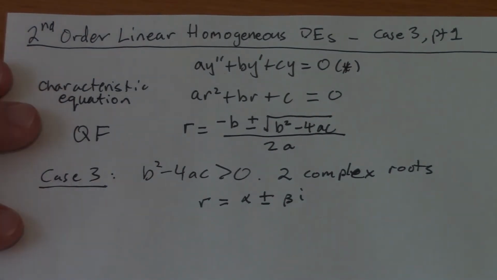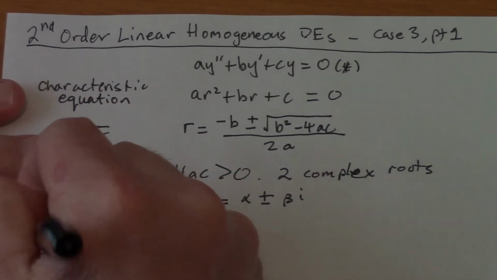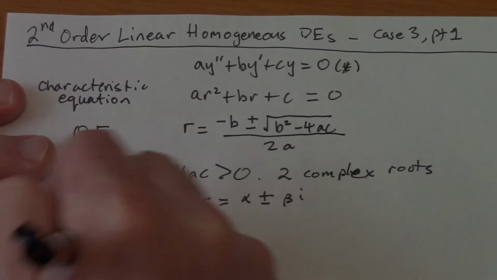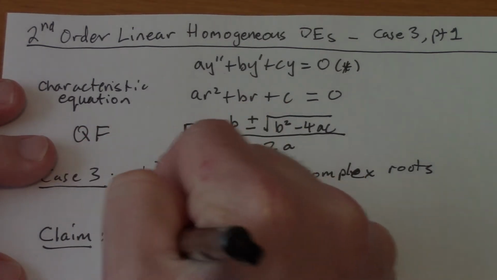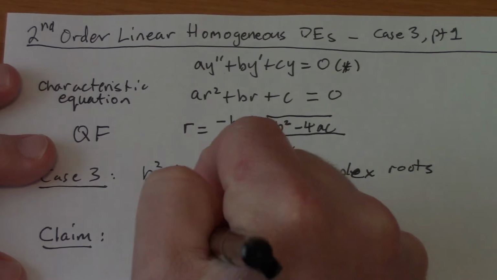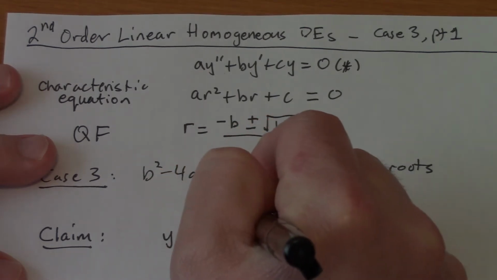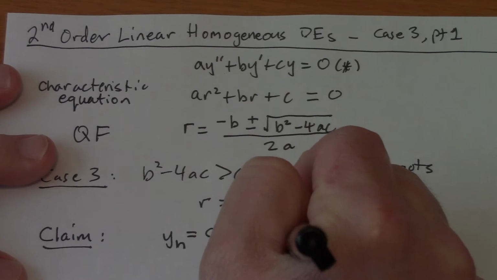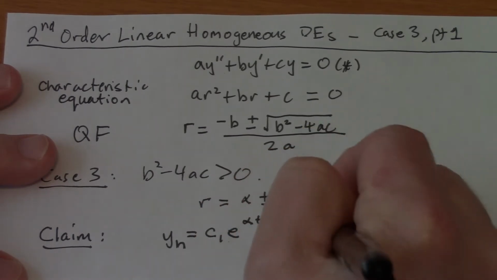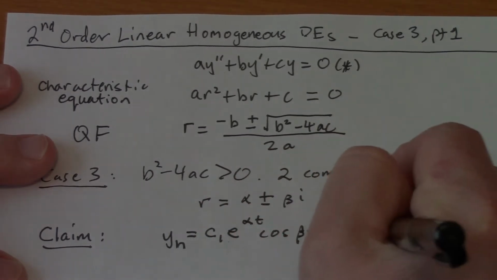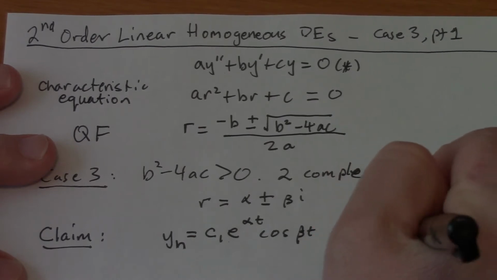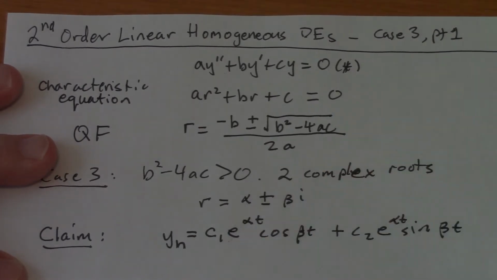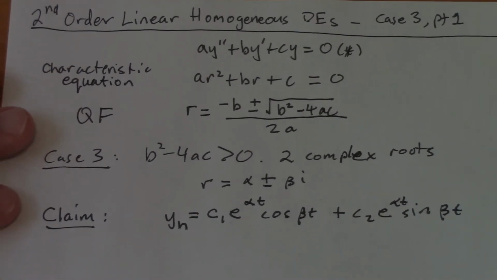Okay, so I've got a couple little theoretical things to do, but here's going to be what the claim is. The claim is going to be that the homogeneous solution is going to be C1 e to the alpha t cosine beta t plus C2 e to the alpha t sine beta t. Okay, so that's going to be what the claim for the homogeneous solution is. There's several things I need to do before we can even get to where we believe that.